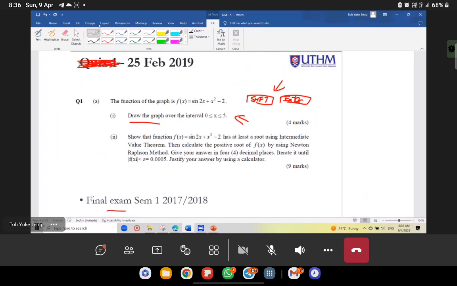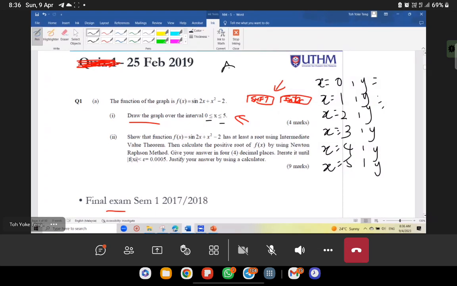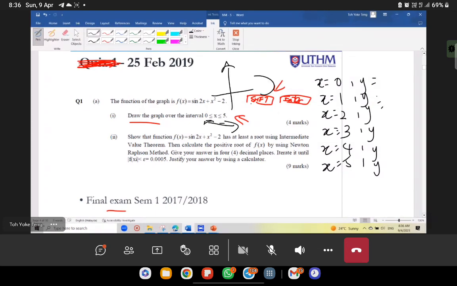Okay, so this refers to this one, draw the graph. How to draw the graph, I shared with you already. Based on the interval here, you just substitute x equals 0, 1, 2, 3, 4, 5, and then you get the values of y. Once you get the values, you can just plot the graph, since the interval here is 0 to 5. Again, it's the same thing, as you notice here it is a trigonometry function, so please make sure your calculator is in radian mode.